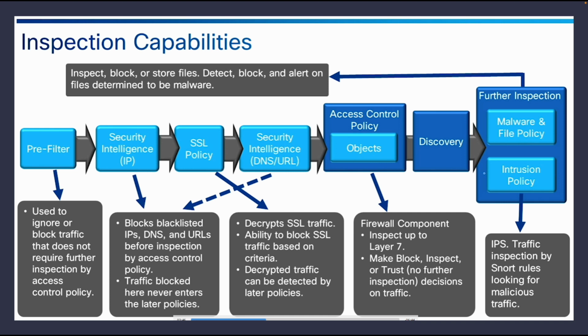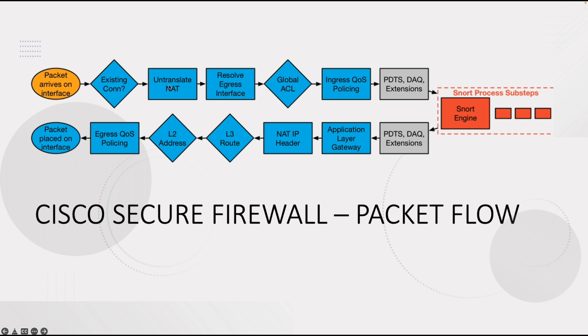So if you really know the traffic, if you really know that it's good, we can say, hey, this source in this port, or this source going to that destination in port 8030, I trust this traffic. We don't need to go to the security intelligence, don't need to go to the SSL policy, don't need to go to security intelligence DNS and URL, don't need to even go to the access control policy, and we bypass everything. So basically, we're coming from here directly to here. We bypass including the ACP.